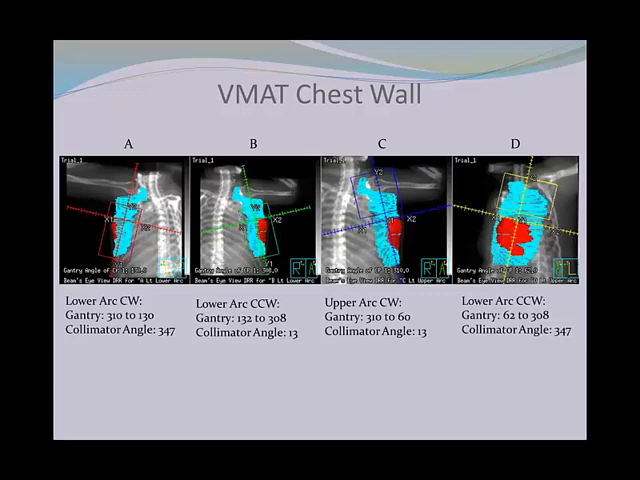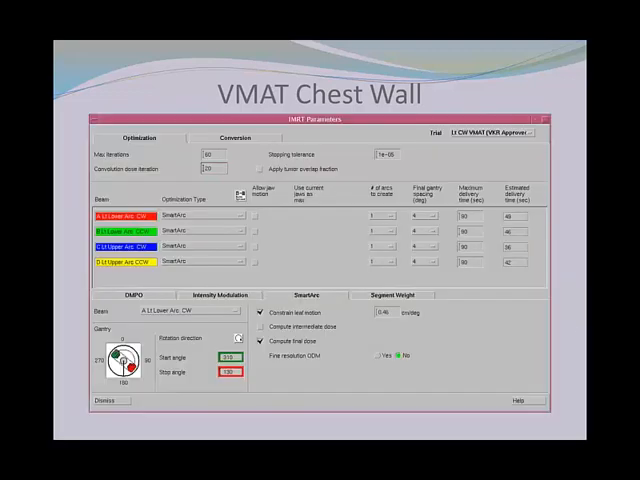Another thing with VMAT is, you should push the normal tissue and your critical structures, and generally you have to push them a little bit harder than you would for an IMRT plan. In this case, I pushed quite hard just to get as much of the low dose out of the heart and the lung, and at the same time trying to get the coverage that I need to cover the target.